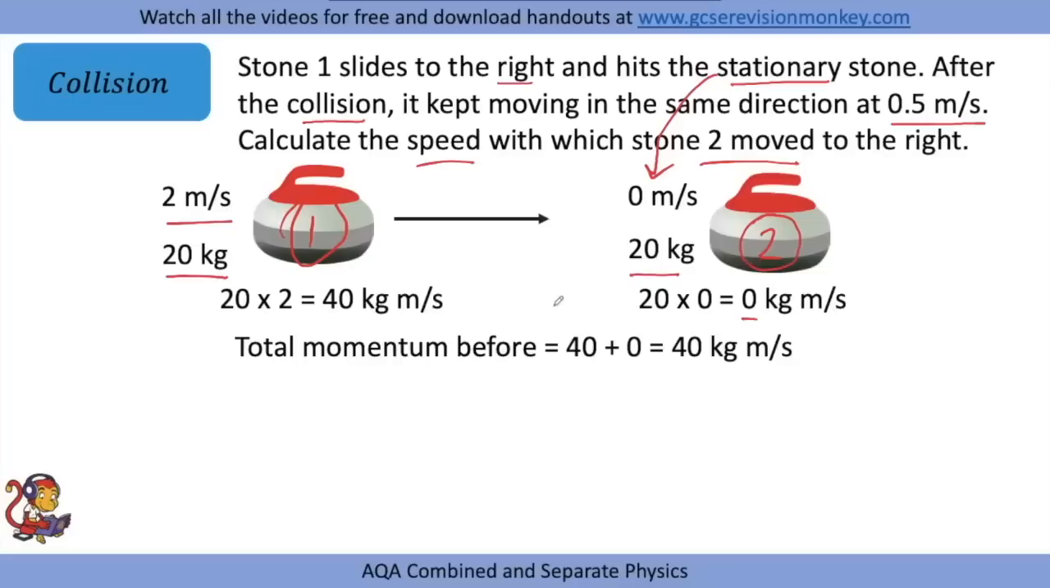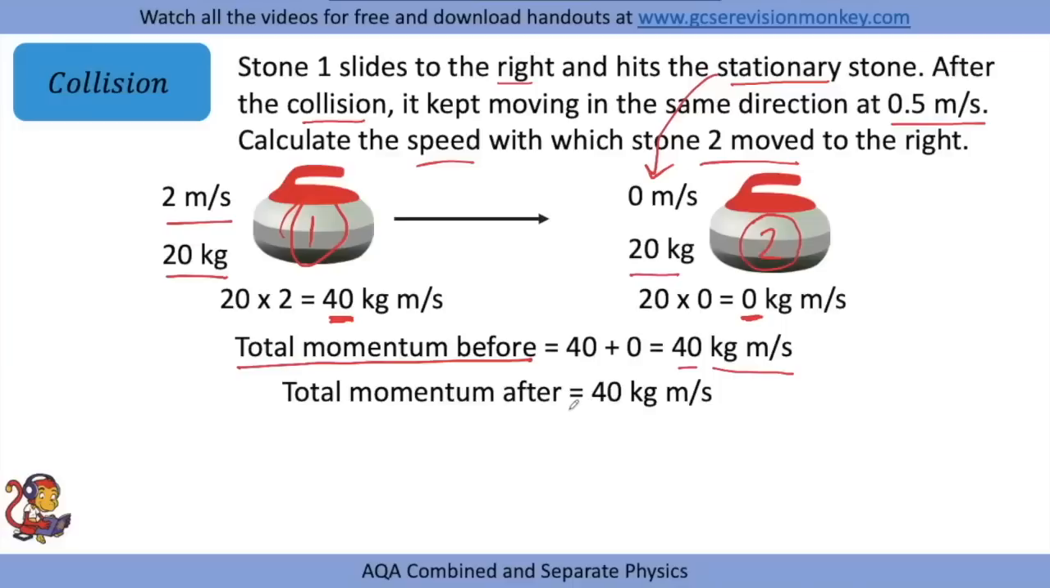So if we add those two together, the total momentum before would be 40 plus 0, which is 40 kilogram meters per second. So all we've done is before the collision, we've worked out the momentum of stone 1, that was 40, the momentum of stone 2, that was 0. Add them together and we get the total momentum of the whole system before the collision. So the total momentum after, because of conservation of momentum, must also equal 40 kilogram meters per second. That's not given to us.